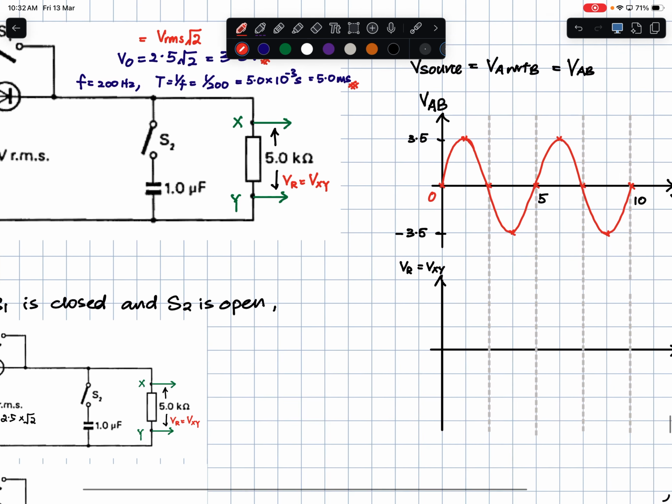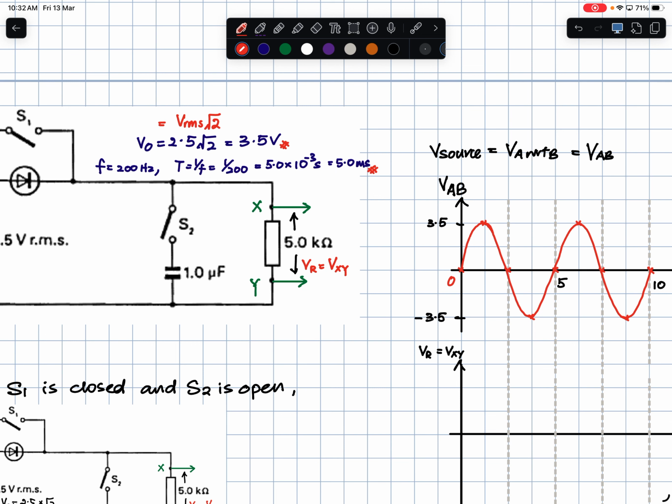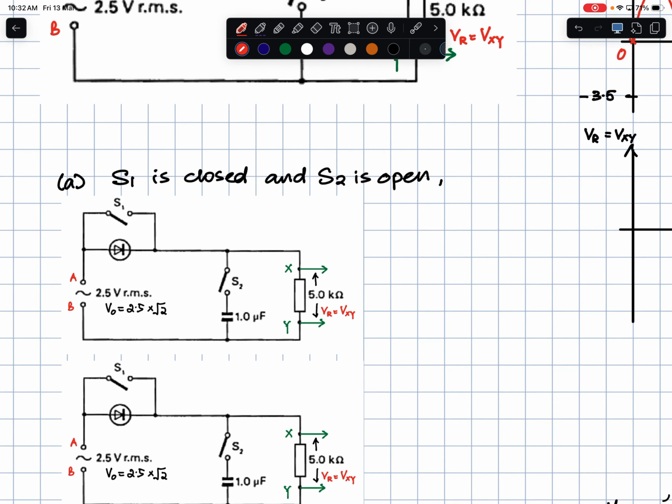Alright, so let's look at what the question wants. The question actually wants the potential difference across the resistor. So I'm going to call it VXY. Again, there's going to be VX and VY, so it's potential at X, potential at Y, and the potential difference across them is VXY. So that's potential difference across R. So let's do the first part. What happens if S1 is closed and S2 is open? So let's redraw the circuit.